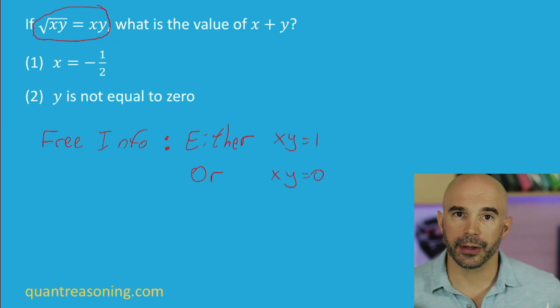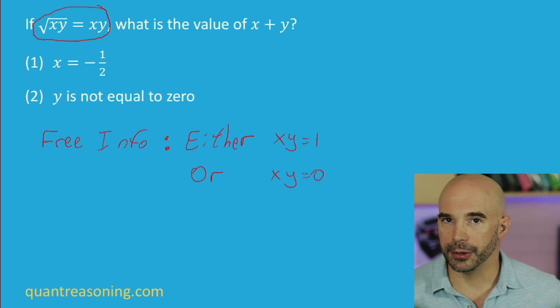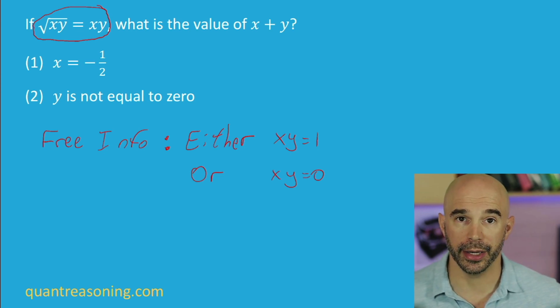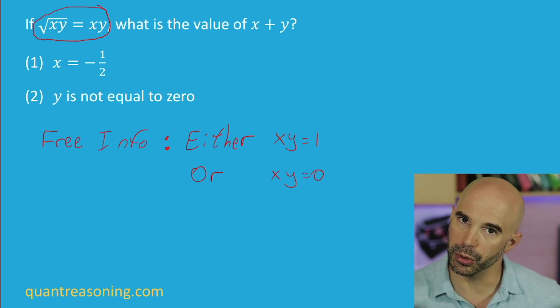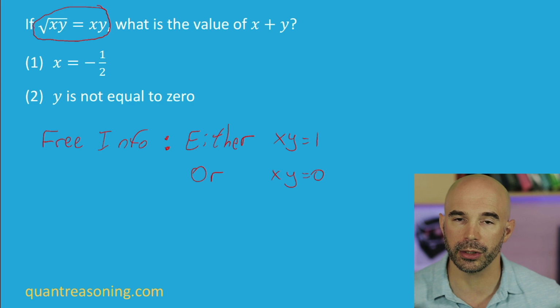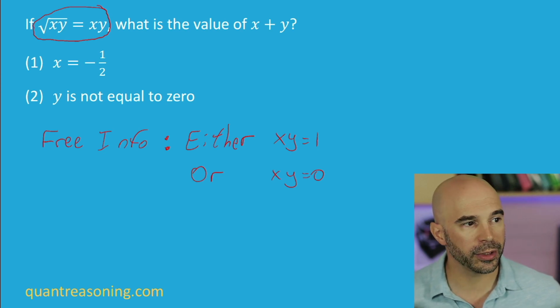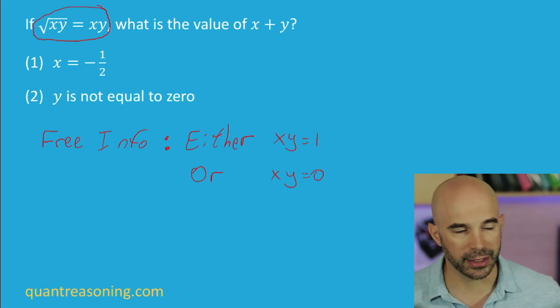Okay, so now we know that the product xy is either 1 or 0. Now let's read the question. The question wants to know, what is the value of x plus y? So we're looking for the sum of two unknowns, but we know that the product of those two unknowns is either 1 or 0, and we want to know their sum. I don't know which statement I would start with here. They seem kind of similar in terms of difficulty to evaluate. So let's just start with statement 1.